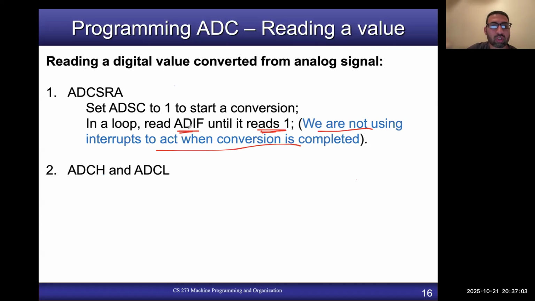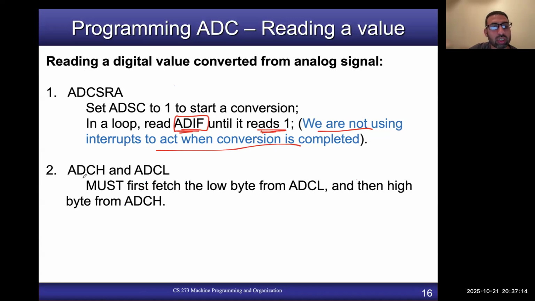So once you see that the ADIF flag is set equal to 1, after that you need to read the result, which is the 10-bit conversion of the analog value. For that you need to read ADCH and ADCL, but remember that you must first read the value from ADCL and then read the byte from ADCH. If you do not do it in this order, then you will end up reading the wrong value. Okay. Any questions?